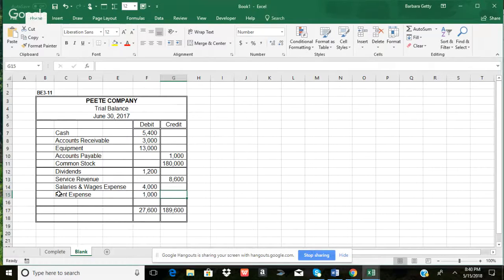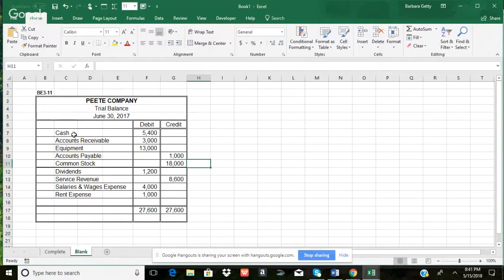You can see that mine don't match because when I put in the common stock, I put the common stock as 180,000 instead of 18,000. So as I did this, using the accounts that they showed in the book, I put the debits where the debits were and the credits where the credits were. And at the bottom, as you can see, it's 27,600 and 27,600, and they both match.